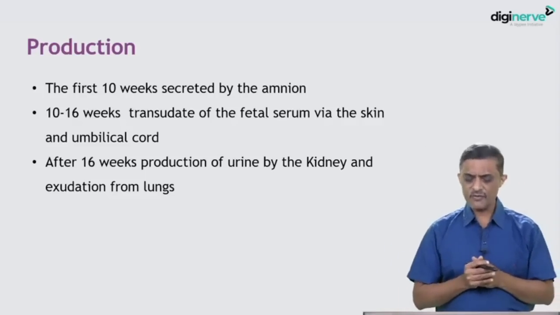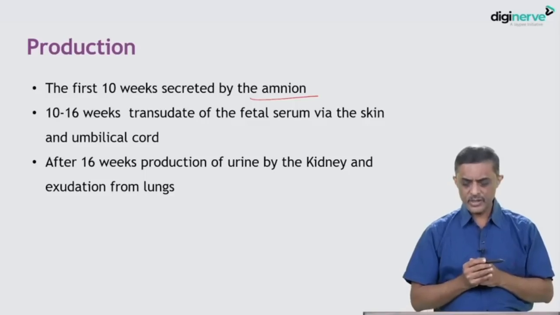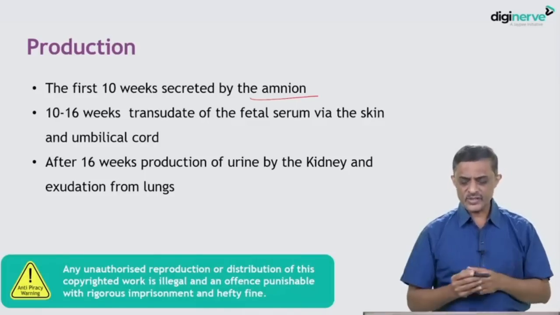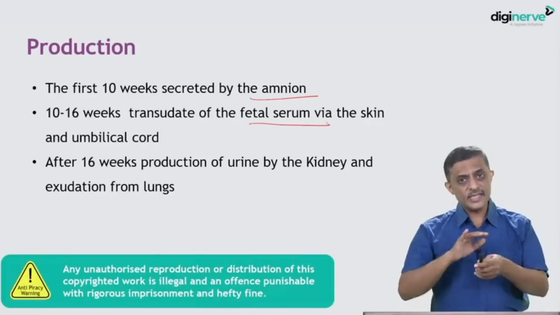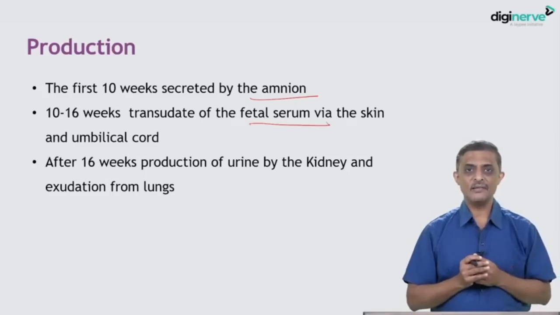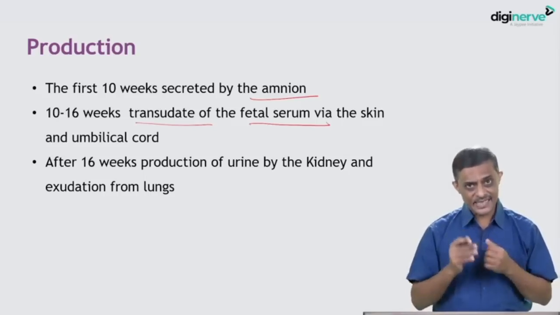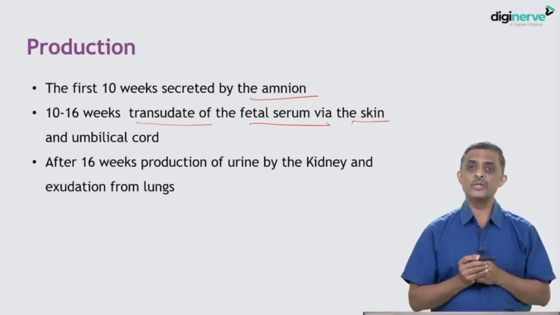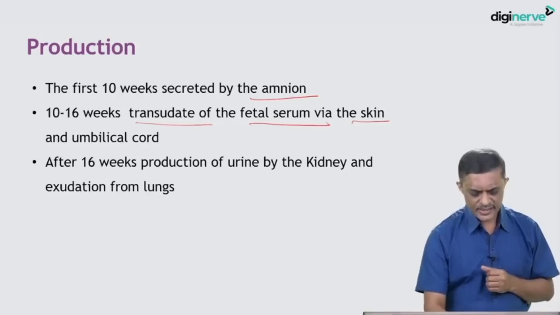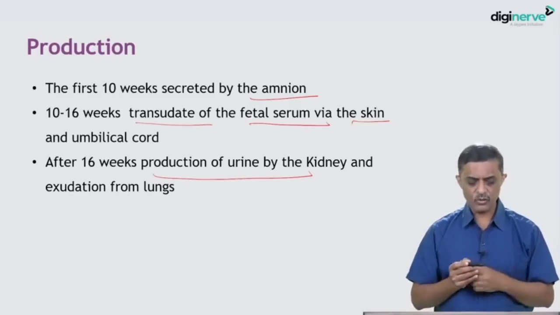In the first 10 weeks of gestation, the amniotic membrane alone is responsible for the secretion of amniotic fluid. Between 10 to 16 weeks of gestation, the fluid is a transudate of the fetal serum via the skin of the baby itself. The skin of the baby can allow the fluid to pass through it into the amniotic sac, right? So this fluid is mainly a transudate, containing the fetal serum component, and it comes via the skin and also the umbilical cord. After 16 weeks of gestation, it is mainly produced by urinary secretion. The amount of urine secreted by the baby determines the fluid mechanics, the amount and maintenance of this fluid, and also partly exudation from the fetal lungs, right?